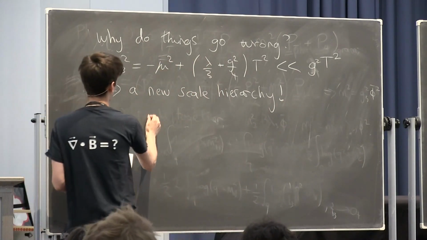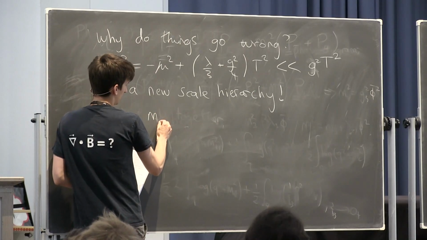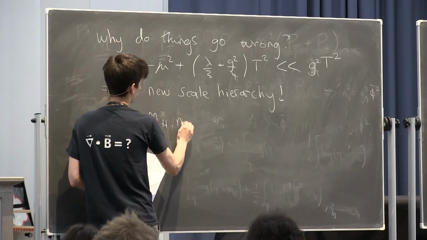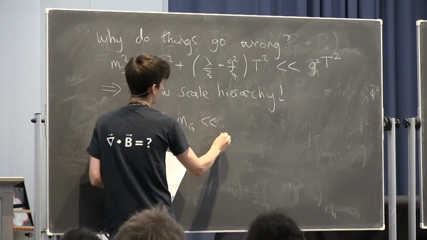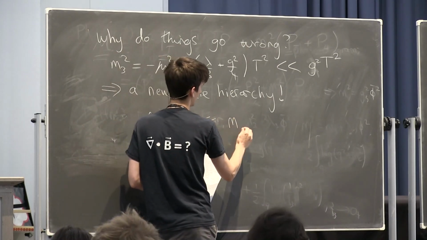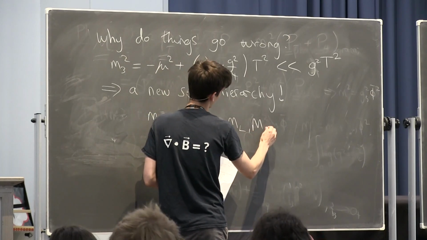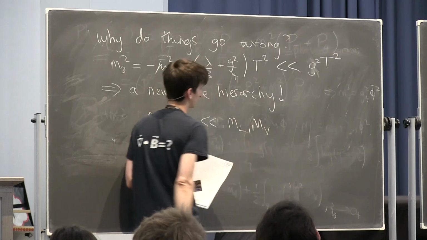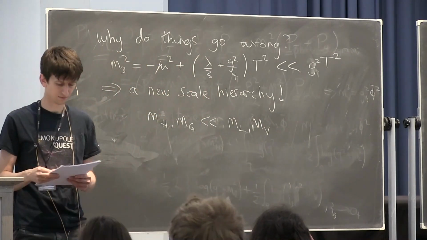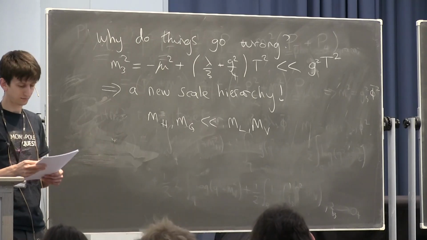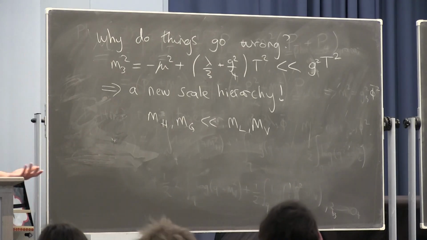And what we find is that the Higgs and the Goldstone boson are much lighter than the different components of the vector field in the broken phase. But this is okay, we just have a new scale hierarchy.